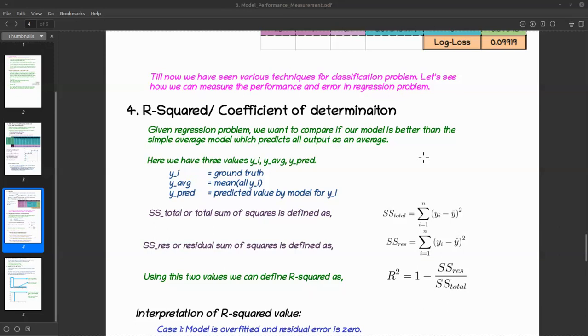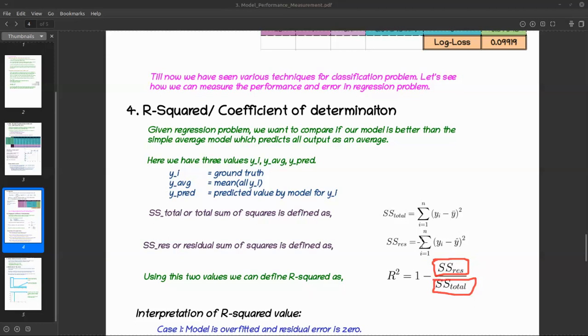Correct. But our target is not to do that, right? Because if we need to use the mean model, then why machine learning, right? So given a regression model, what we are doing is comparing the performance of your regression model with the average model, right? So SS total is defined on the mean, or average, model. The average model will predict the average of the dependent variable for all values, right?